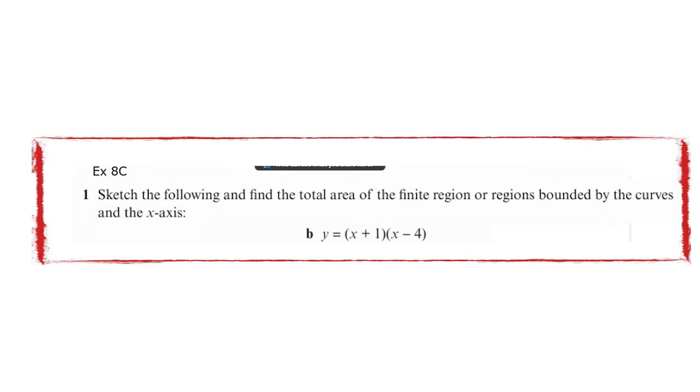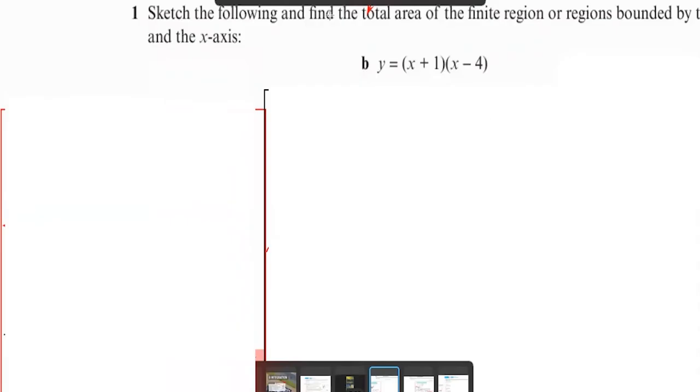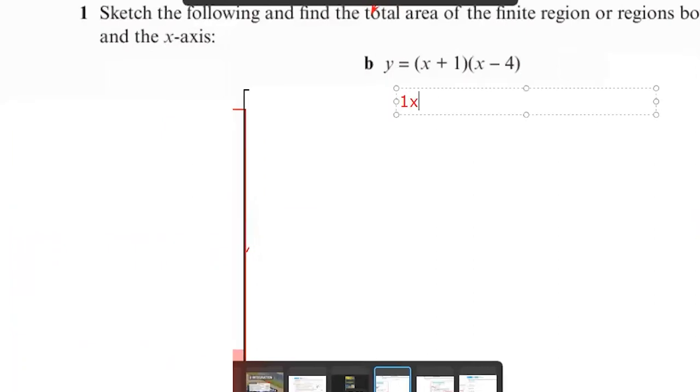Here we go. Sketch the following and find the total area of the finite region bounded by the curve and the x-axis. Now, let's begin by trying to sketch the given equation. Y is equal to x plus 1 into x minus 4. We use the usual rules for quadratic graphs. Here, we find that we have 1x squared, so 1x squared means that a is equal to 1, which is positive.